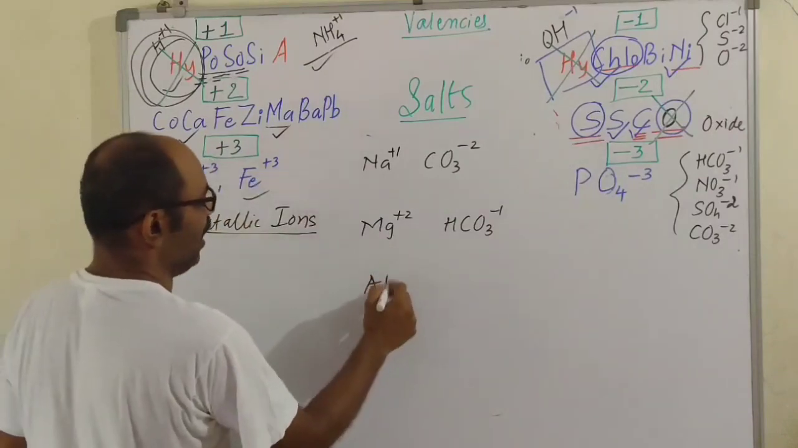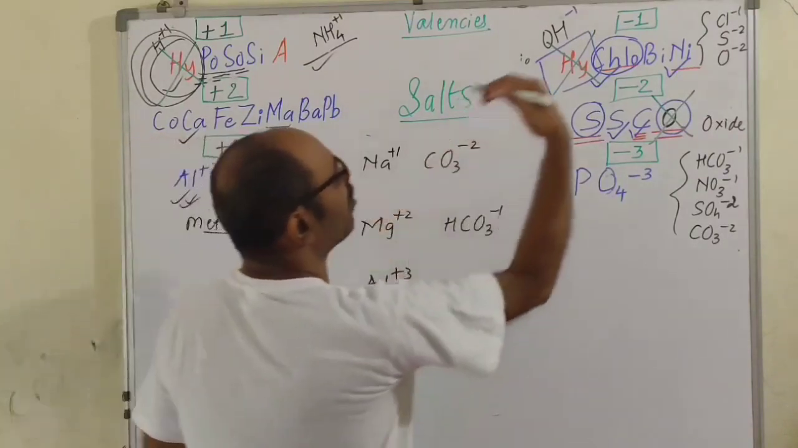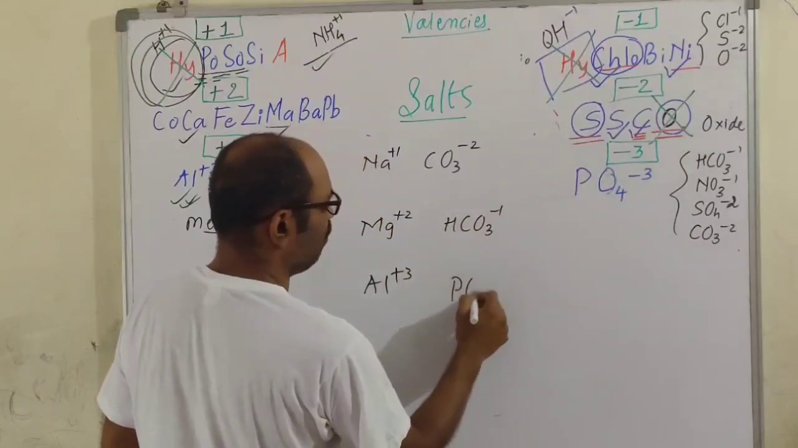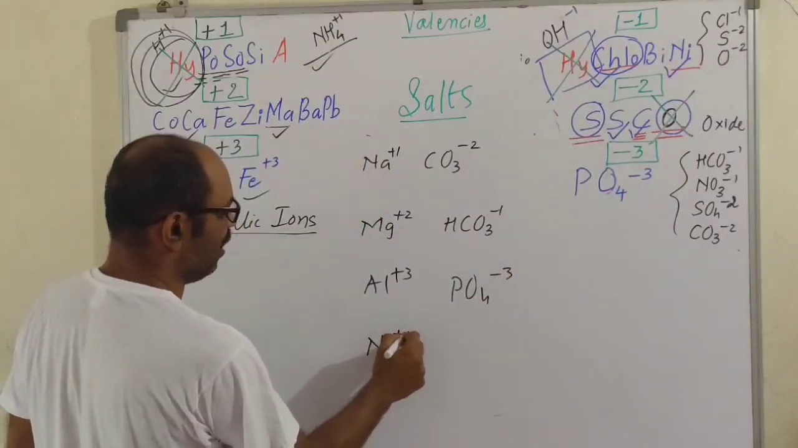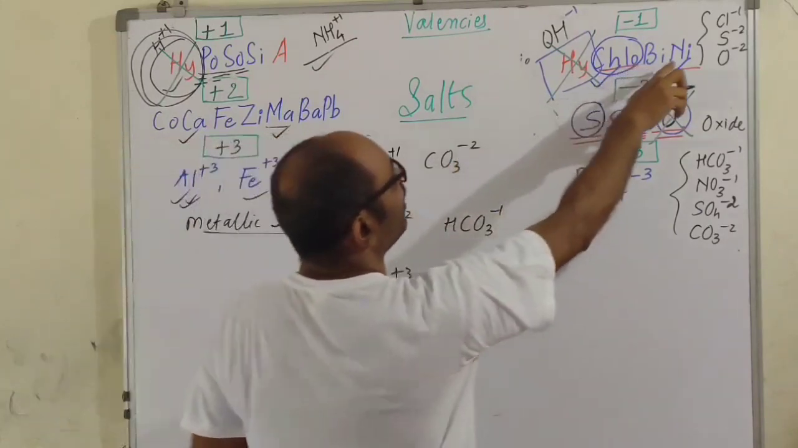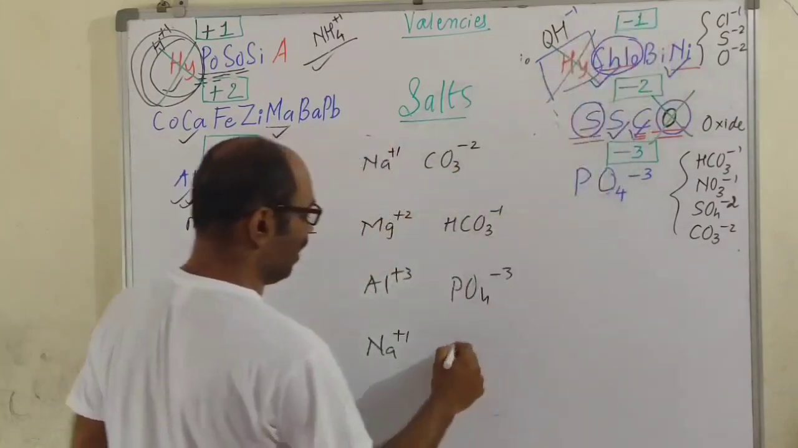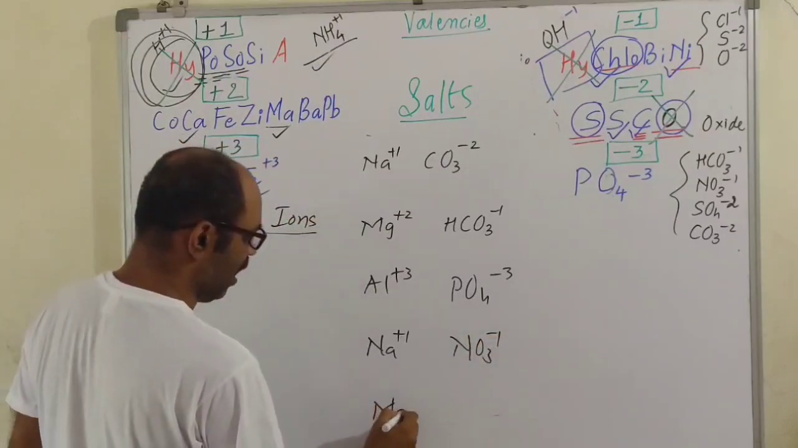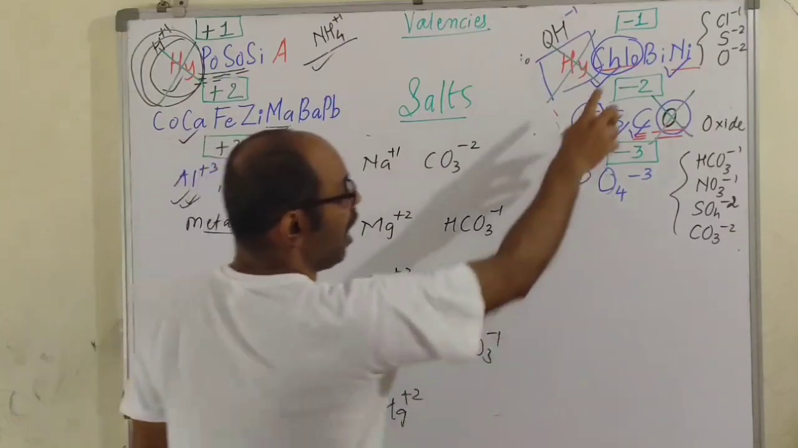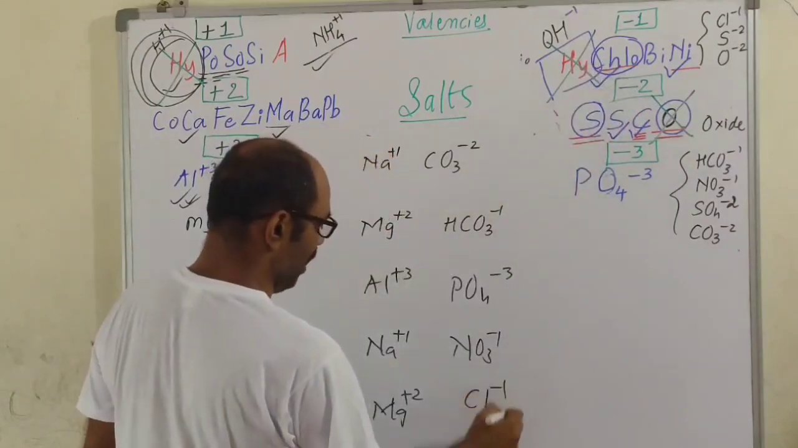Aluminium Al+3, यहां से कोई भी ले लो. चलो, phosphate PO4 minus 3. I'll repeat now. Sodium Na plus 1, लेकिन minus 1 वाला नहीं, minus 2 वाला नहीं, minus 1 वाला, NO3 minus 1. I repeat, magnesium Mg plus 2 and chloride Cl minus 1.